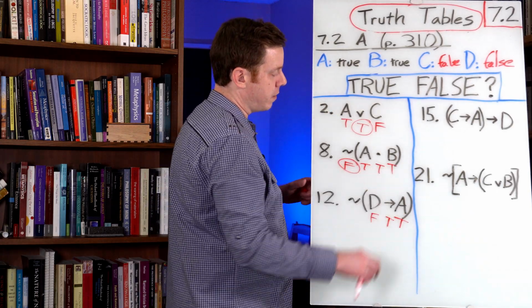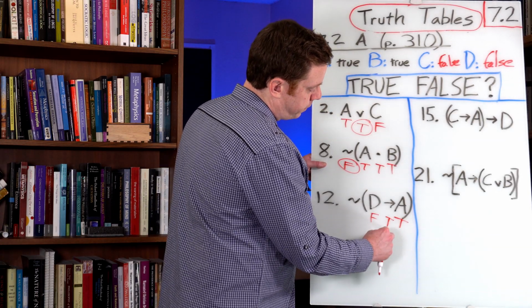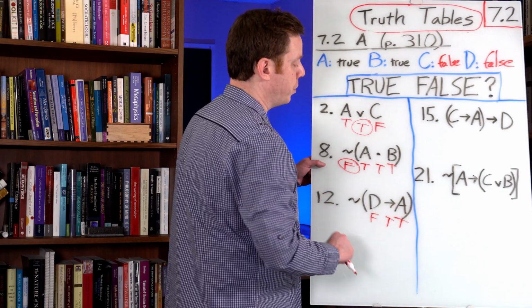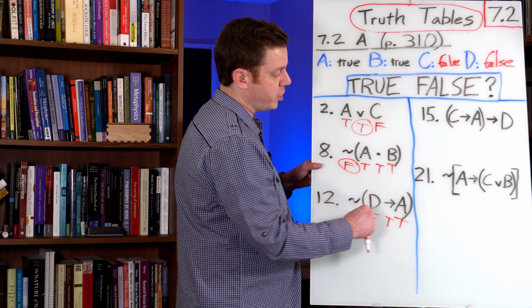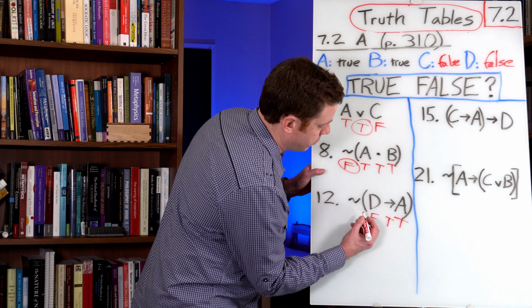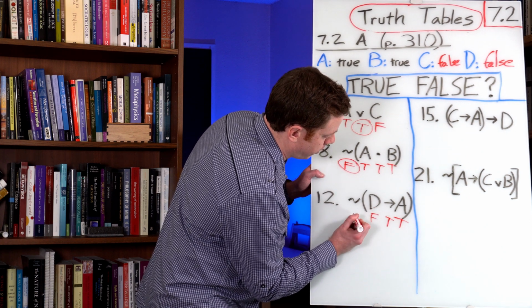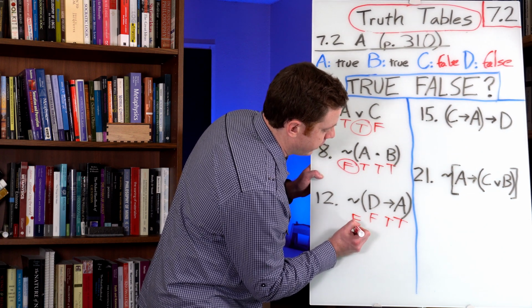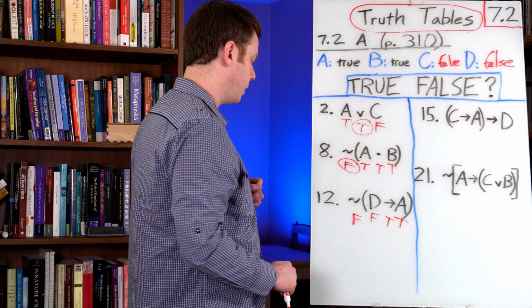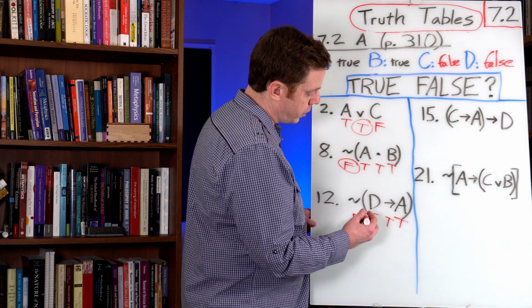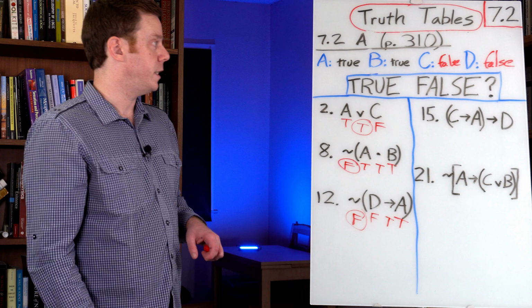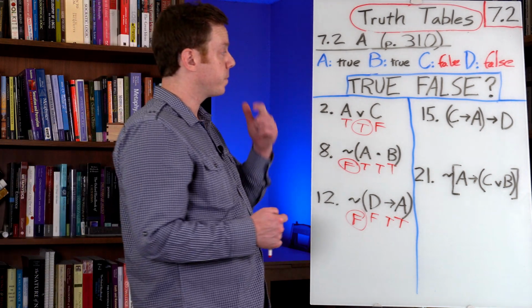And just like in the last example, if this conditional, the thing inside parentheses, is true, the negation of something true has to be false, right? Can't deny a truth. Your denial would come out false. So number 12 is going to be false.